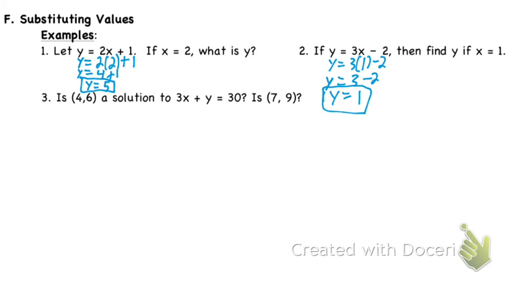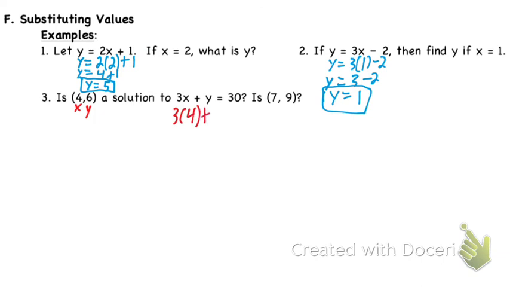Okay. Is 4, 6 a solution to 3x plus y equals 30? What's that even mean? Well, 4, 6, is that an ordered pair? Yes. So ordered pairs are written in what order? X, comma, y. So is 4 secretly what variable? X. And 6 is secretly y. So could I plug 4 in somewhere to this equation? Where could I plug it in? Timesing the 3. So 3 times the 4.